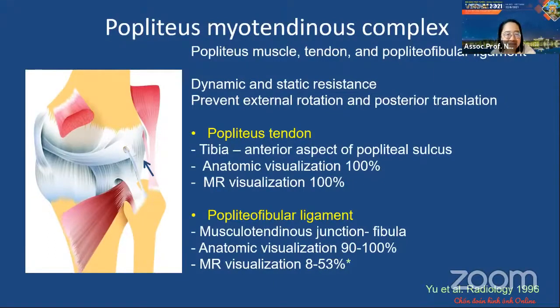So let's look at this structure. How to trace this is from the anterior sulcus of the femoral condyle and go down. You can see it at the posterior aspect of here.